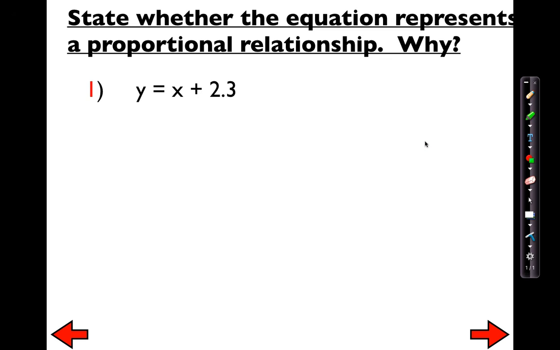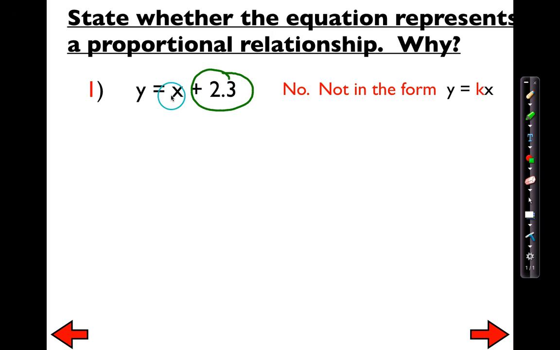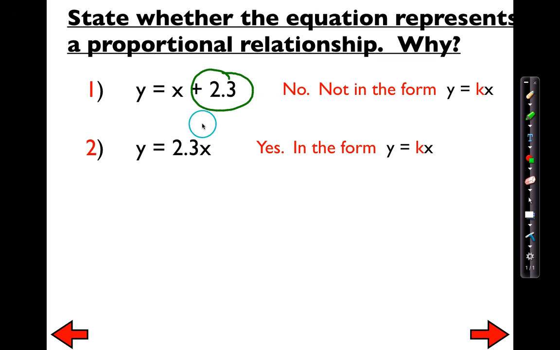So for example number 1, it says state whether the equation represents a proportional relationship. Why? I'm going to say no. How come? Because it's not in the form of y equals kx, because of this constant. And again, because of this constant, it's not going to allow the graph to go through the origin 0, 0. How about number 2? The answer is yes, because it's in the form of y equals kx. So I can even prove it to you. If I made x a 0, then 2.3 times 0 is 0. This is proof that it does go through the origin.